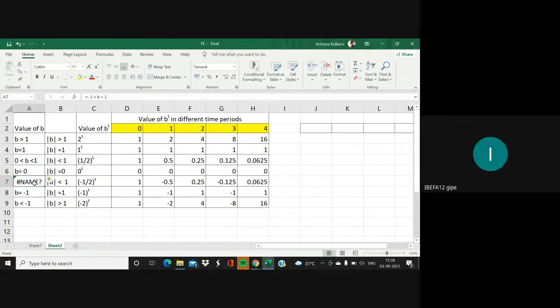Now for this part, you can look at it over here. So b lies between -1 and +1, and here the absolute value of b is less than 1. So again, we are expecting some convergence to take place. You're assuming here that b is equal to minus half. So what do we see?